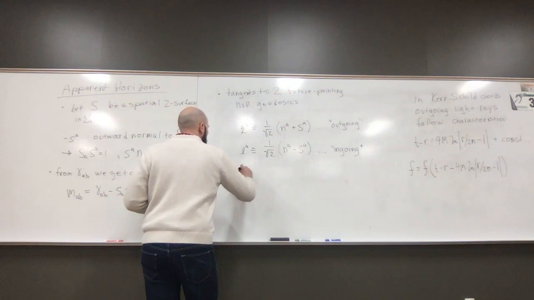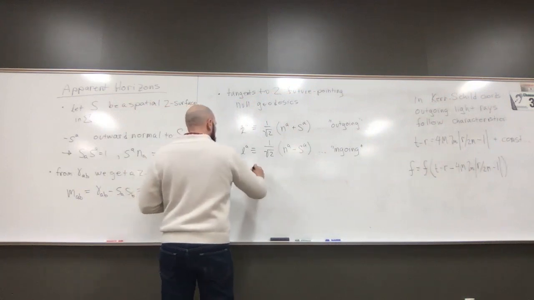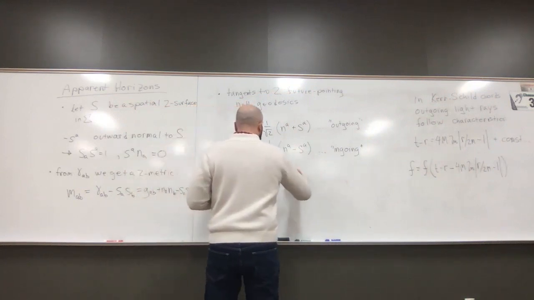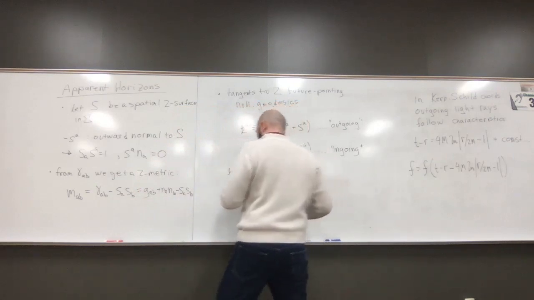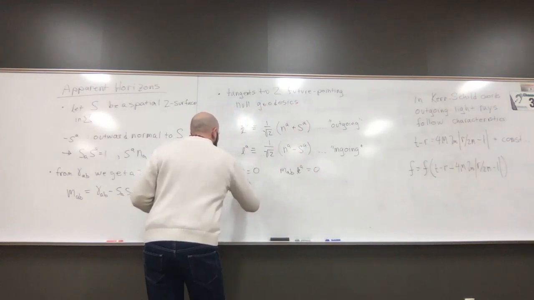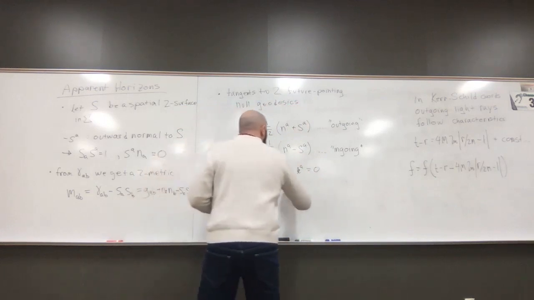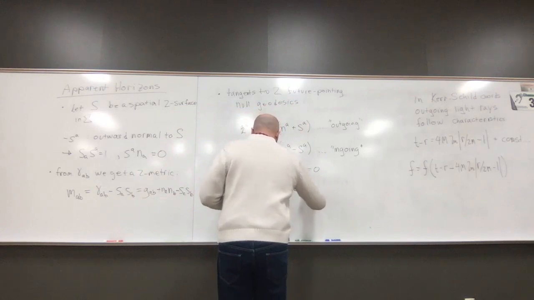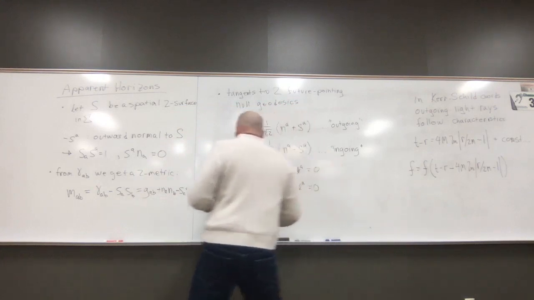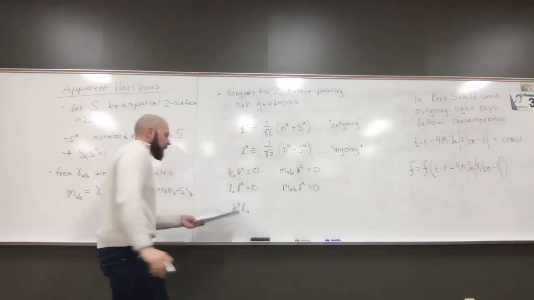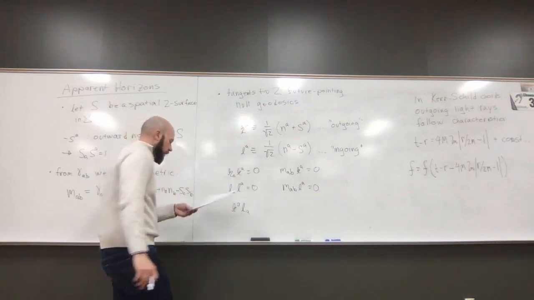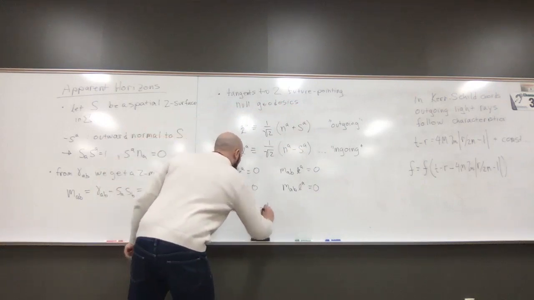Now, with these 2 definitions, I've got some relationships between them. So KA is equal to 0. MAB times KA is similarly equal to 0. LA is equal to 0. MAB LA is equal to 0. And then KA LA, so the dot, oops, I switched them. I don't think that matters. That actually might flip the sign. K contravariant L covariant is equal to -1.